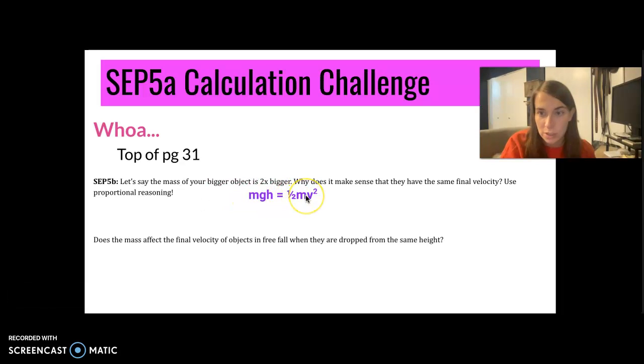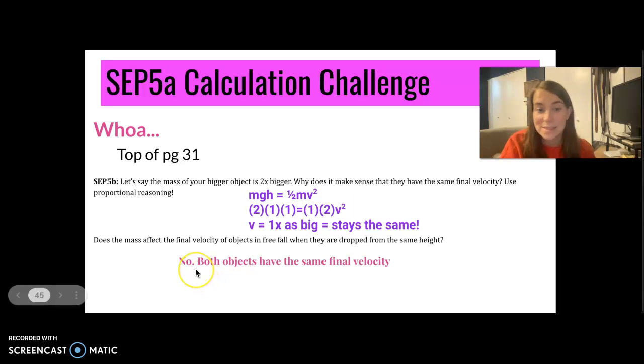So same equation, MGH equals 1/2 MV squared. If it has twice the mass, I'm going to plug in a 2. Gravity stays the same, so I plug in a 1. Height stays the same, so I plug in a 1. The 1/2's a constant, so I plug in the 1. The mass doubles times v squared. Well, if I have a 2 on this side and a 2 on this side, I divide by 2. I get that the velocity is 1 times as big. It stays the same. So no, the mass does not affect the final velocity. They're both going to hit the ground going the same speed.